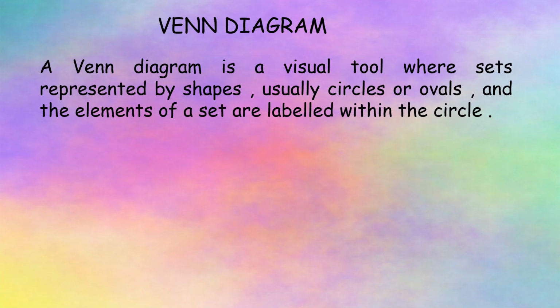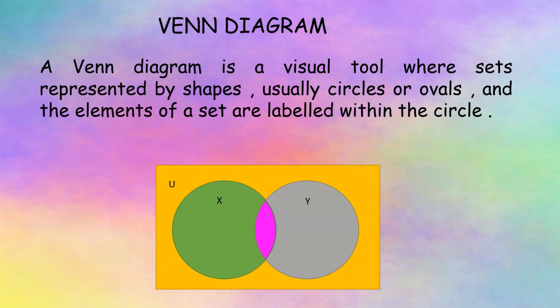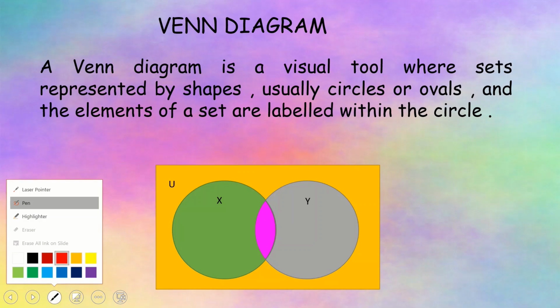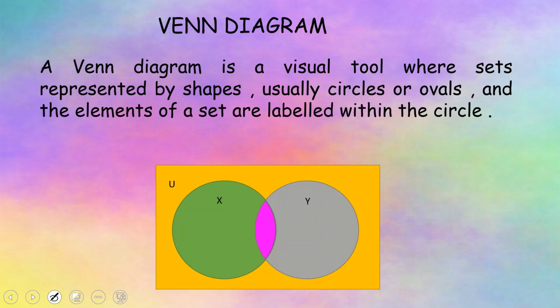In a Venn diagram, as per the definition, sets are usually represented using shapes that are circles or ovals, and the elements in those sets are labeled within the circle. Now let us look at how a Venn diagram looks. The rectangle is called the universal set, and we have two circles inside the universal set labeled X and Y. These are two different sets.